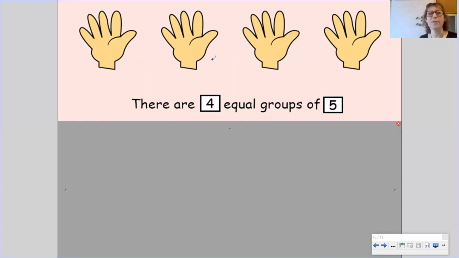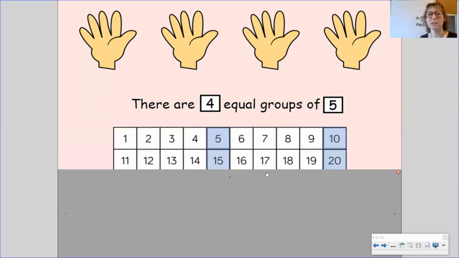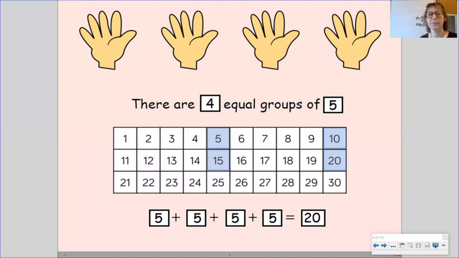Here, we've got 4 equal groups. We've got 4 hands, 1, 2, 3, 4 hands, and each hand has got 5 fingers on. So we've got 4 equal groups of 5. Can you say that with me? There are 4 equal groups of 5. And again, if we were going to do our number sentence, we would have 5, add 5, add 5, add 5, just like we've got along here. So that's 4 lots of 5.